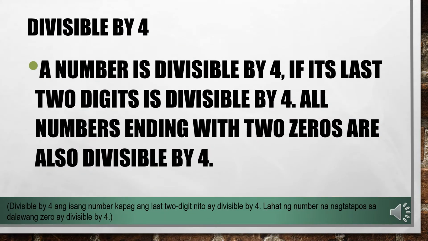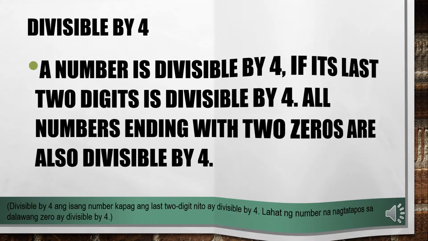Divisible by 4. A number is divisible by 4 if its last two digits are divisible by 4. Meaning, if the number ends with 04, 08, 16, 24, or any multiple of 4, it is divisible by 4. Aside from that, all numbers ending with two zeros are also divisible by 4. Let's take a look at some examples.